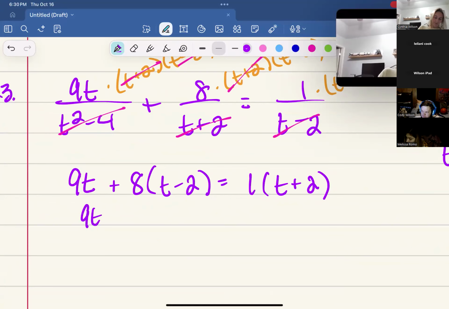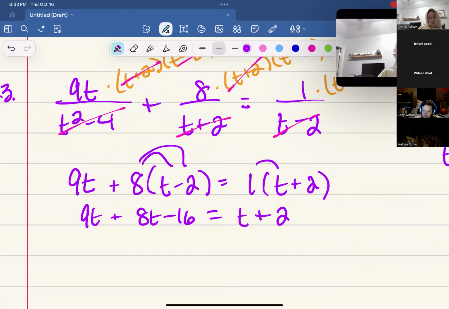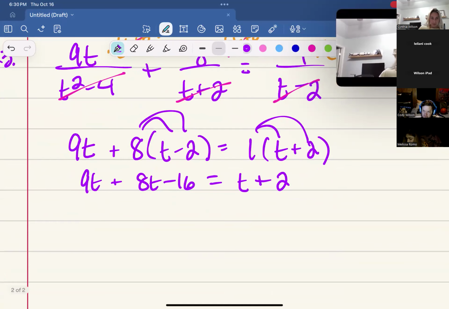So we'll distribute 8 times t, 8 times negative 2, 1 times t, 1 times 2. Combine your terms.